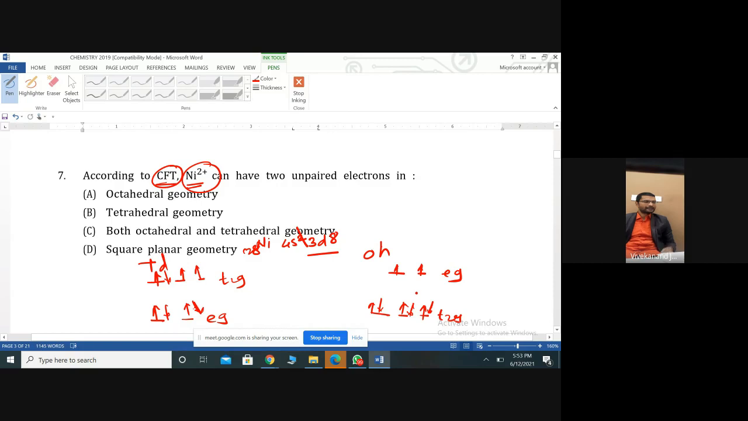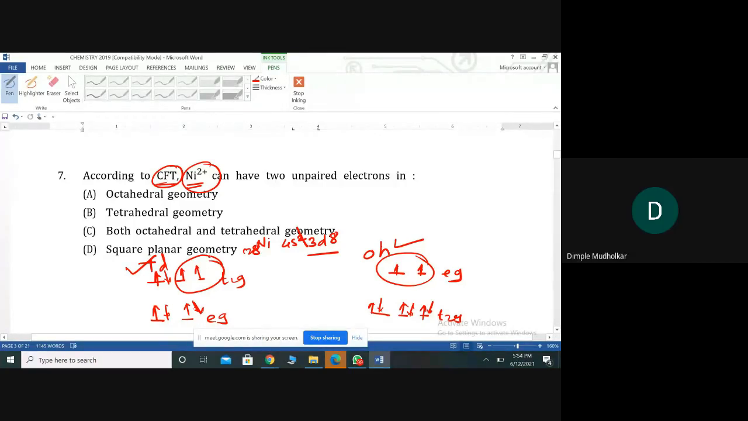Now, what they are asking, according to CFT, is that this nickel plus 2 can have 2 unpaired electrons. Can you see the 2 unpaired electrons in EG? Yes, sir. In your octahedral, in your tetrahedral also you can see the 2 electrons, and in the octahedral also you are having 2 unpaired electrons. So, which will be the answer? Option C.